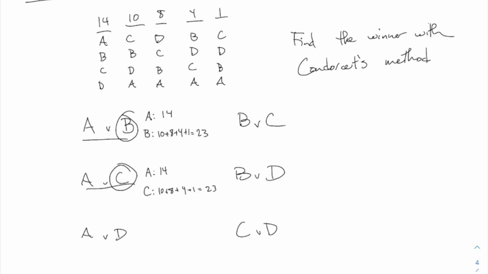So this comparison, still A gets 14 and D gets everybody else, 23. D is the winner there. All right, let's do these 3. These are a little bit more interesting.